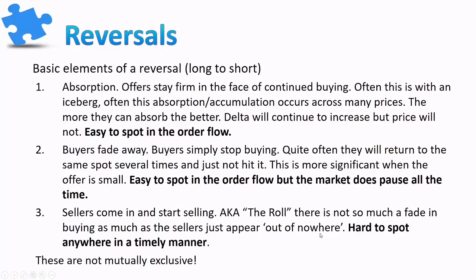For the sake of simplicity, let's just consider long to short reversals and presume it's the same for short to long. So the first element of a reversal is something called absorption. This is where the buying continues, but the ceilings no longer break. The ceiling will either be too thick, or as buying consumes the ceiling, more limit orders come in and build that ceiling back up before it can be consumed. Rebuilding the ceiling as it's being consumed is what's known as an iceberg order.